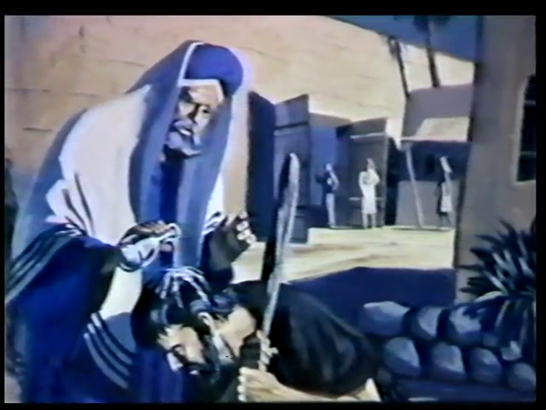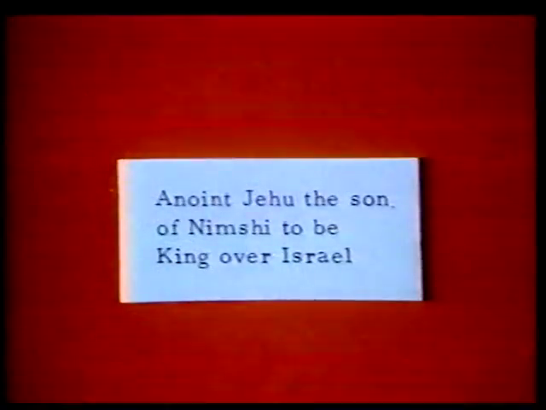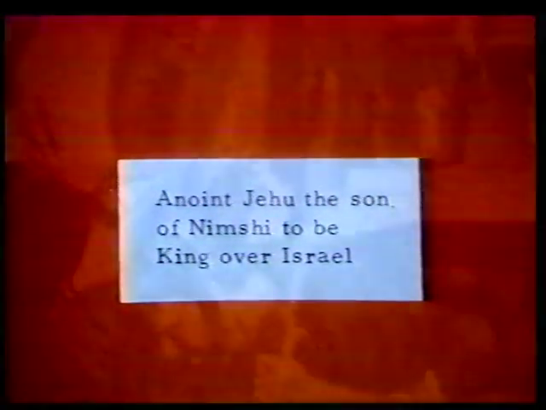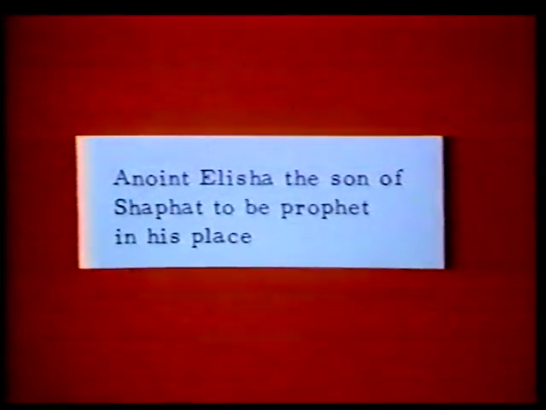God then told him to return to the wilderness of Damascus and do 3 things. 1, anoint Hazael to be king over Syria. 2, anoint Jehu the son of Nimshi to be king over Israel. And 3, anoint Elisha the son of Shaphat to be prophet in his place. God also informed Elijah that there were 7,000 persons in Israel who had not bowed down to Baal or kissed him.